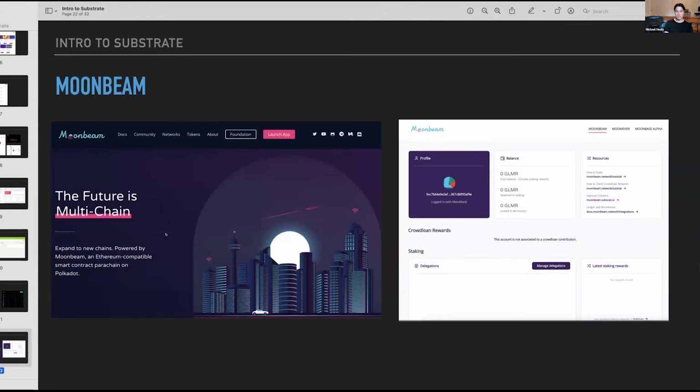You've got Moonbeam, which is another EVM Ethereum compatible chain where people write Ethereum decentralized applications, and then they're able to publish it on Moonbeam.